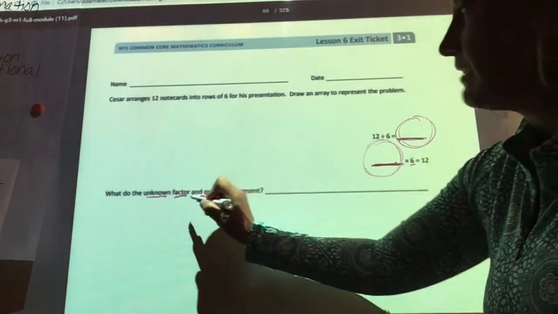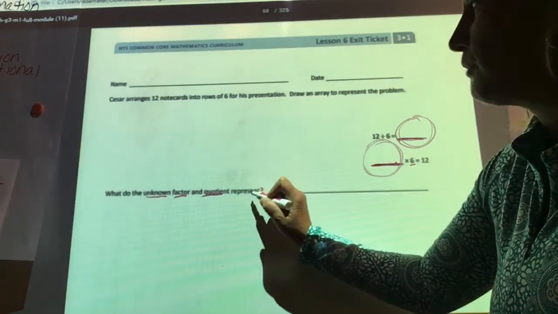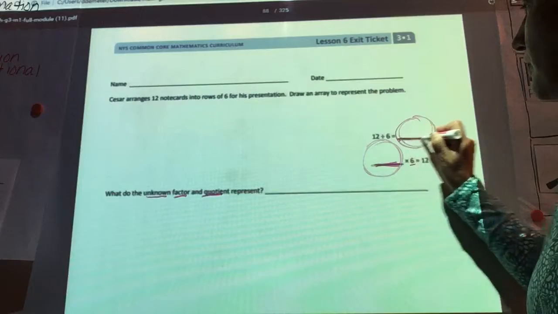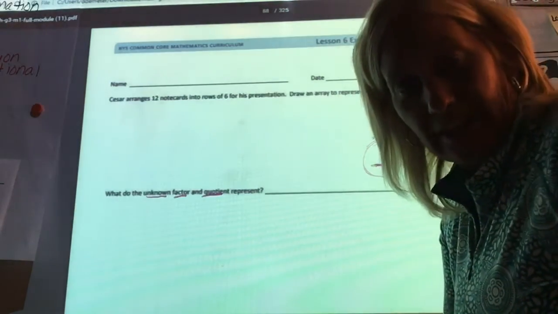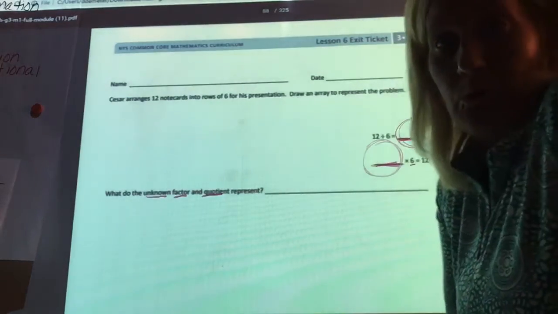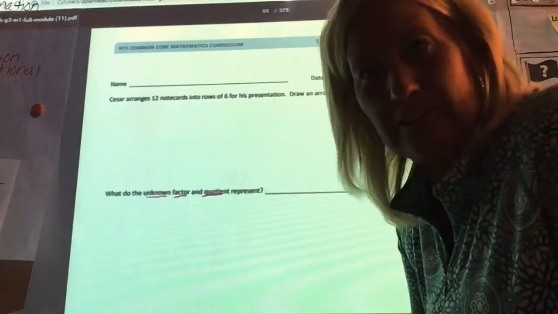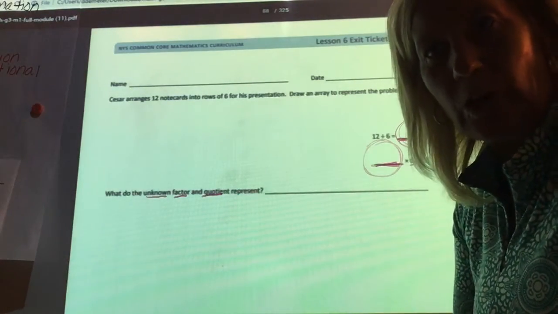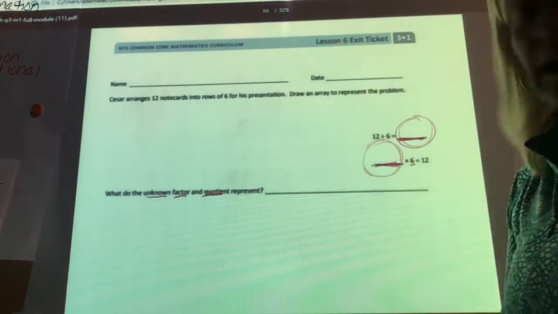So when they're asking here, what do the unknown factor and quotient represent, they're talking about what does this number here represent, and I don't want to give you that number. Does it represent how many rows? Does it represent how many in each row? What does it represent? You basically just have to tell me in a word or two what that number represents, okay? So again, let me turn my lights back on here real quick.